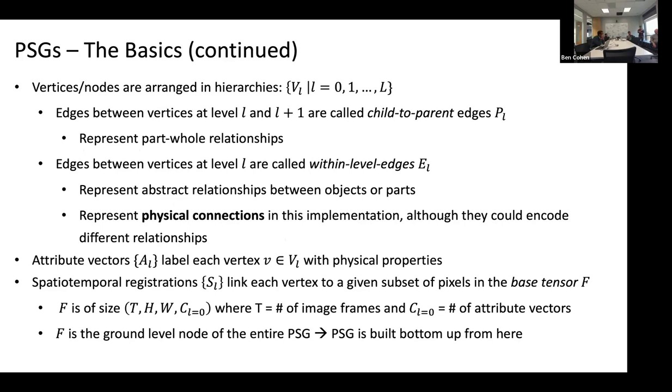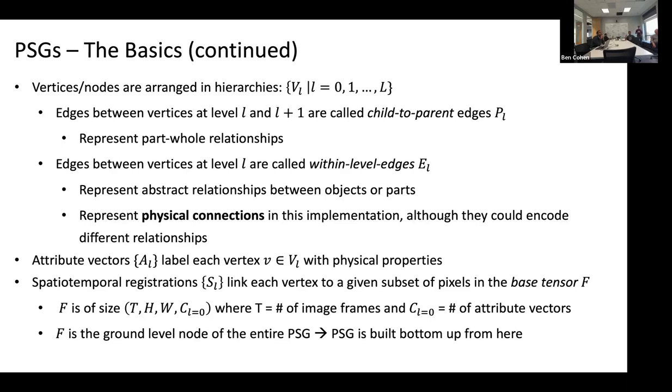There's a bunch of text here. I'll go through one by one. The vertices in this graph are arranged in hierarchies, like I mentioned. And every single set, they call it a level, is denoted by V of L. And V of L essentially contains all the vertices in a specific level L. The edges between vertices at level L and L plus one are what denotes this hierarchy.